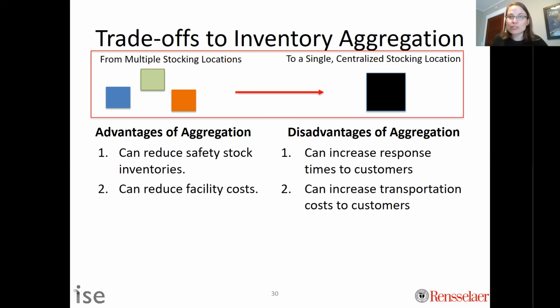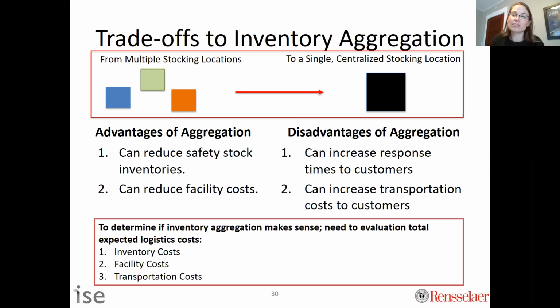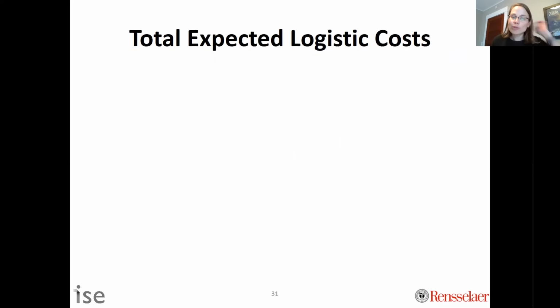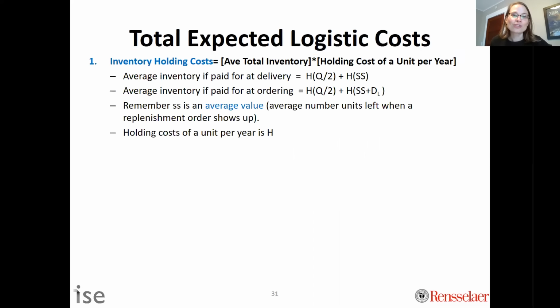So to answer the question, should I aggregate my inventory? You need to look at it systematically, and you need to evaluate the total expected logistics cost, which is a combination of inventory cost, facility costs, and transportation costs. So if we look at total expected logistics costs, let's break those three things down. From an inventory perspective, we need to calculate what's our average total inventory, and then what's the cost per unit of having that inventory.